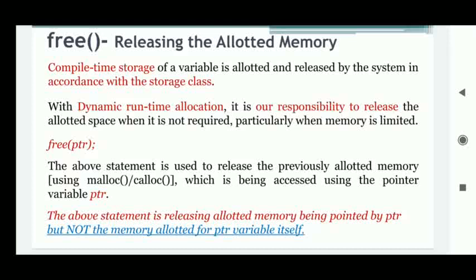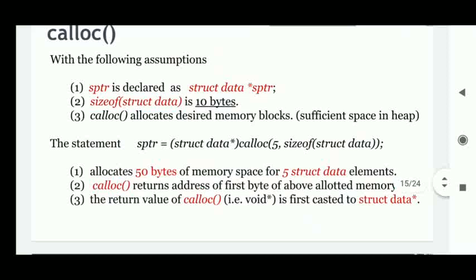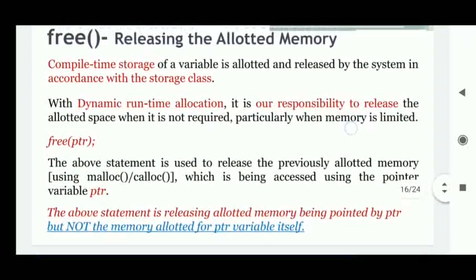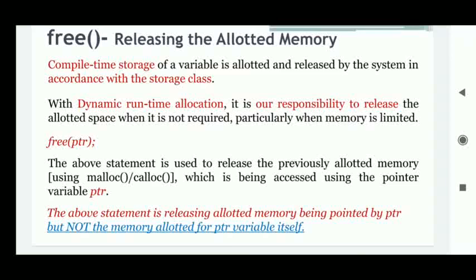The above statement is releasing. Look at the last statement underlined in blue font. The above statement is releasing the allotted memory being pointed to by the pointer, but not the memory allotted for the pointer variable. That means it is releasing that 50 bytes of dynamically allocated memory, but not the memory for the variable SPTR. It is not releasing the variable SPTR, but it is releasing the memory pointed to by the SPTR variable. I hope it is clear.